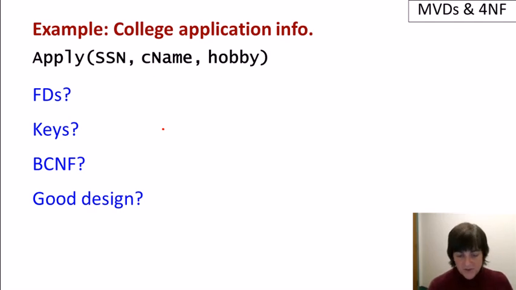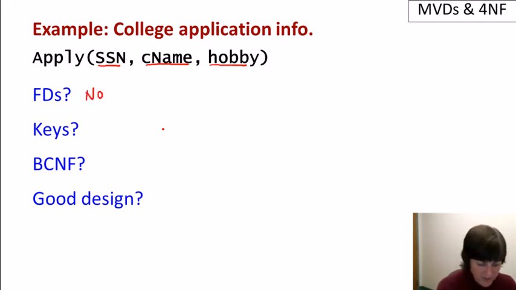We have information about students applying to colleges. The student is identified by the Social Security number. They may apply to several colleges, and in this video we're not going to have college states, just college names. We'll assume they're unique. And then the student may have hobbies. And they may apply, as I said, to several colleges and have several hobbies, but let's assume for now those are independent. So do we have any functional dependencies for this relation?